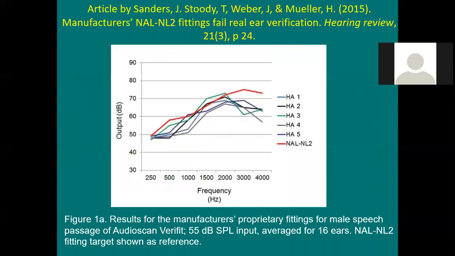The red results for the manufacturer's proprietary fittings for male speech passage of AudioScan VeriFit, 55 dB SPL input, soft inputs, averaged for 16 ears. Now 2 target is shown as a reference in red. So now 2 target for some mild to moderate loss, soft inputs, okay? And here's the manufacturer's proprietary fitting methods compared to now 2 for soft inputs.